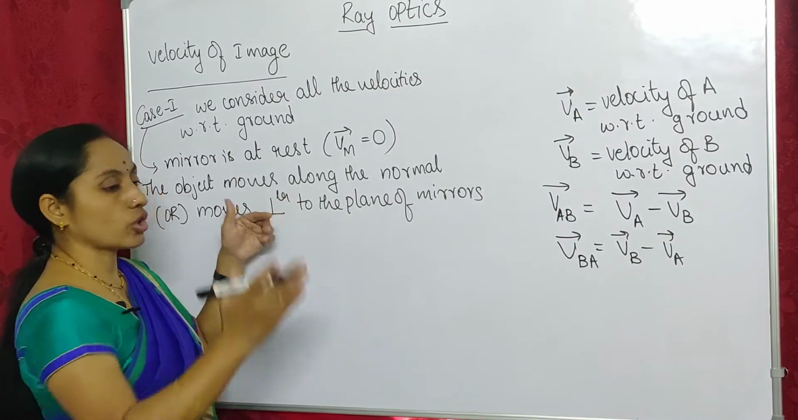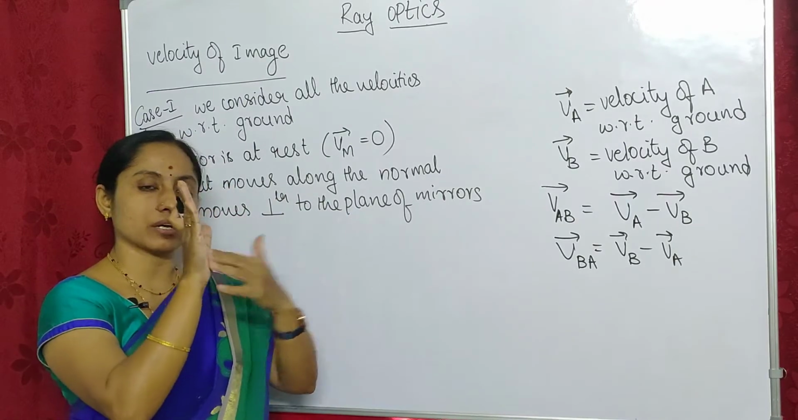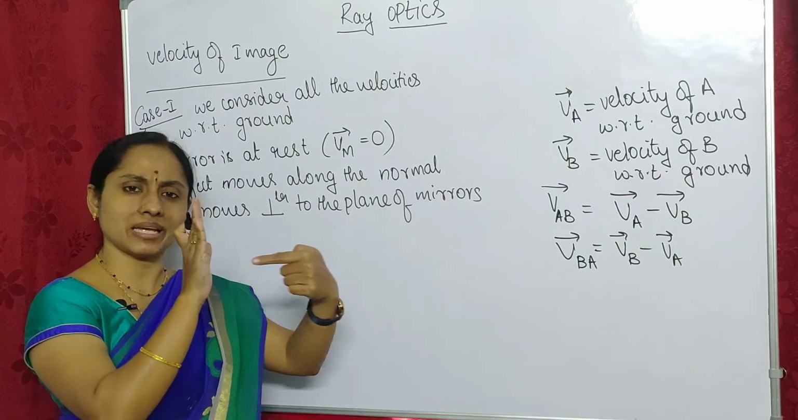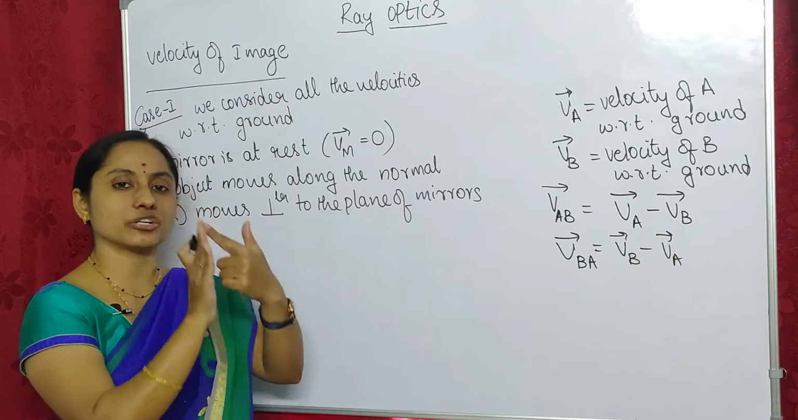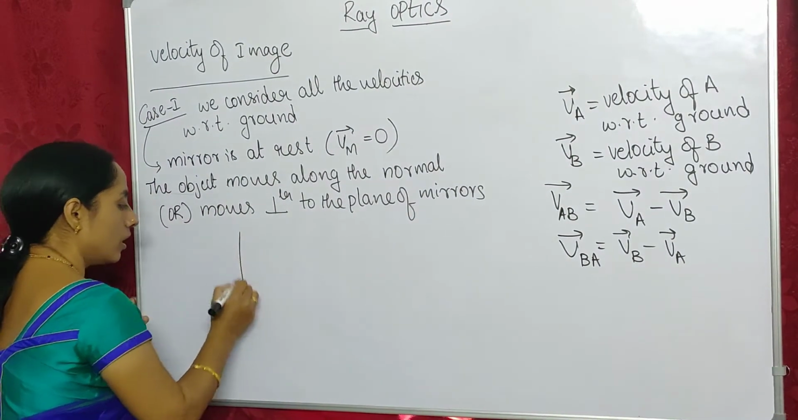We all know that normal is drawn perpendicular to the plane of the mirror. This is the plane of the mirror. This is the direction in which normal is moving. That means normal, meaning the direction, is perpendicular to the plane of the mirror. So let us just draw a diagram and analyze.